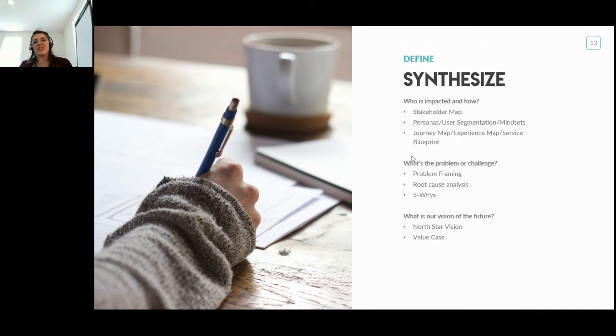We also want to understand the problem and the challenge. Remember, we want to kind of get to that reframing phase. So what is that problem? Do we need to reframe it? What's the root cause? Asking why. Until you can't ask why anymore, that's when you've hit your root cause. And then really, again, thinking about what's that value case, what's that business case, to make sure that you understand what a business would be looking for as part of the solution as you go into ideation.